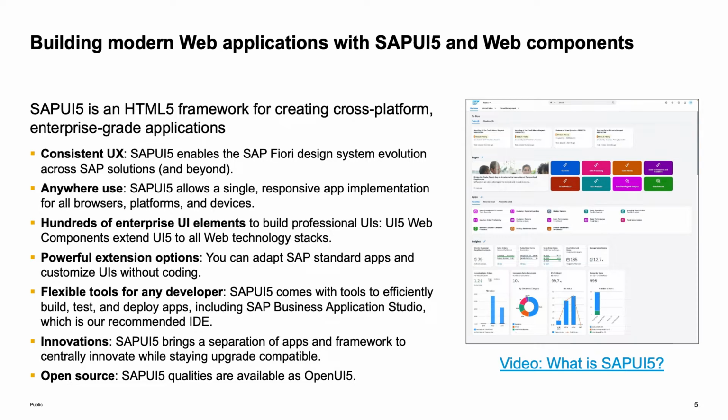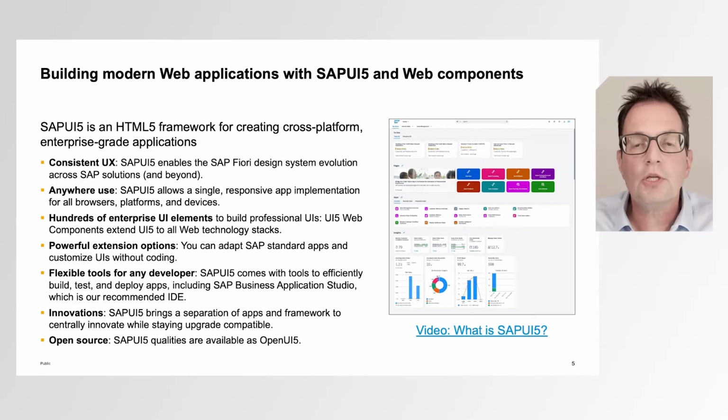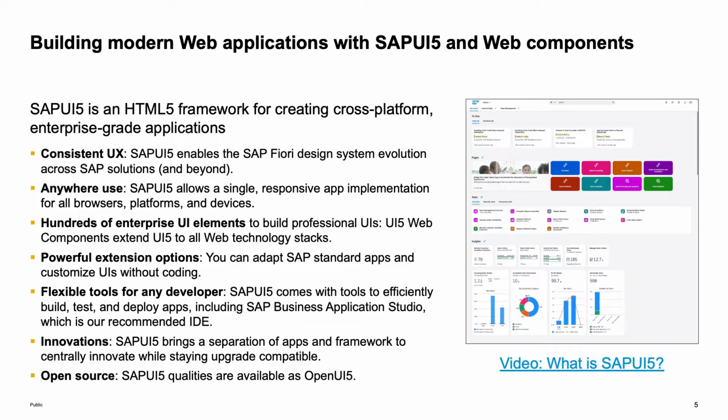Just to recap, what is SAP UI5? SAP UI5 is a web framework for creating cross-platform enterprise-grade applications. Cross-platform means it's available on many platforms and solutions. And enterprise-grade is what you expect from working in an SAP context. You expect qualities like security or accessibility. Some capabilities are very obvious, for example, consistency in user experience.